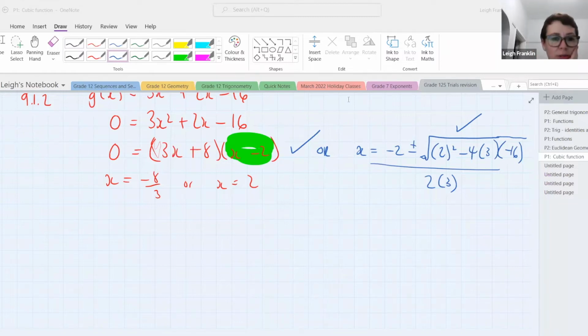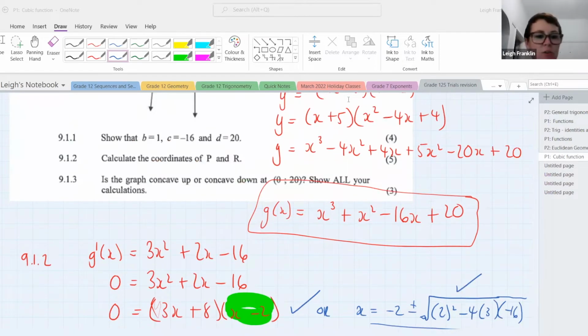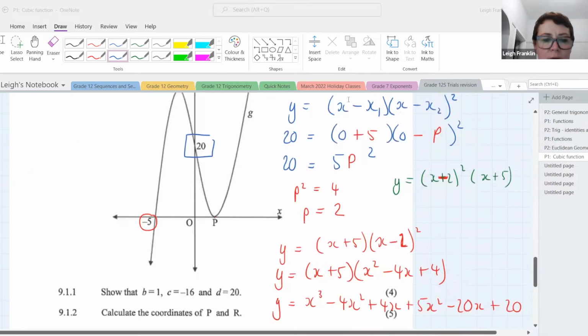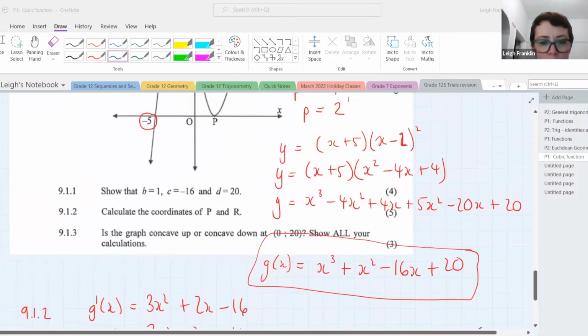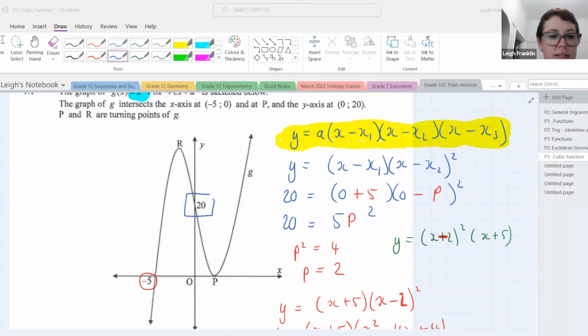No problem. Pleasure, pleasure. Okay, so let's go back and have a look at question 9.1.3. Is the graph concave up or concave down at (0; 20)? So in other words, we've got to show all our calculations that we've used to determine this answer. They are saying to us, in this particular case, (0; 20) is our y-intercept, okay? Is the graph concave up or concave down at that point? What are we going to use to help us with our answer?